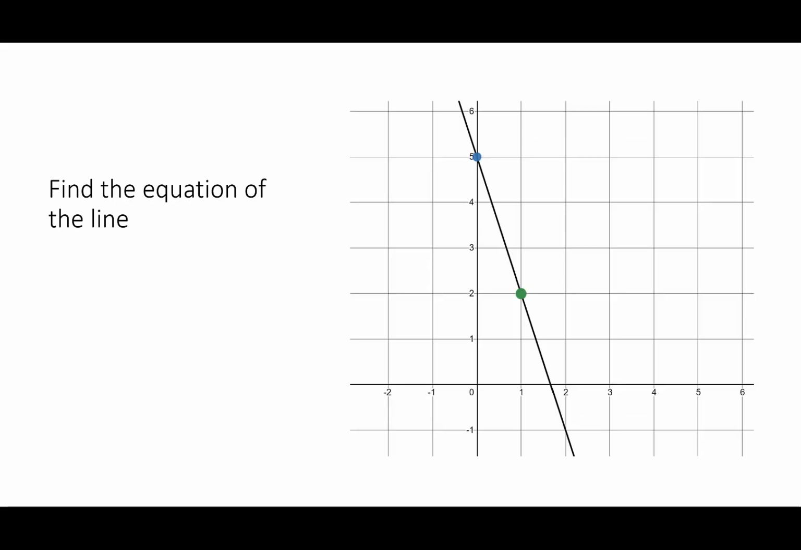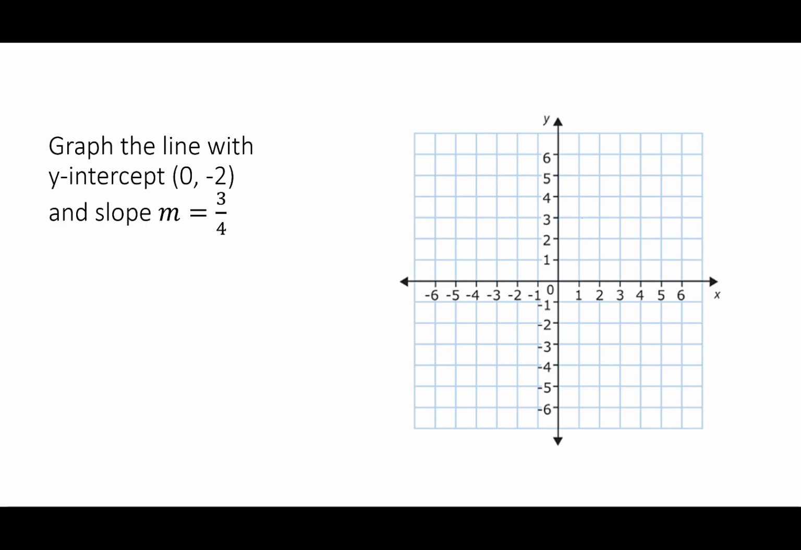Let's try that again. This time the intercept is 5 and the slope goes down 1, 2, 3. So that's negative 3 and over 1. Make sure you're paying attention to the sign that goes along with the slope. So my line is y equals negative 3x and my b was 5. Now we're going to graph.